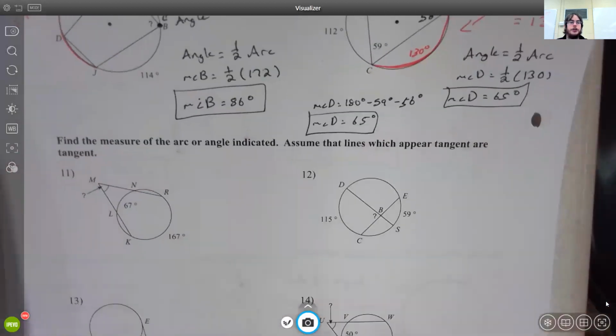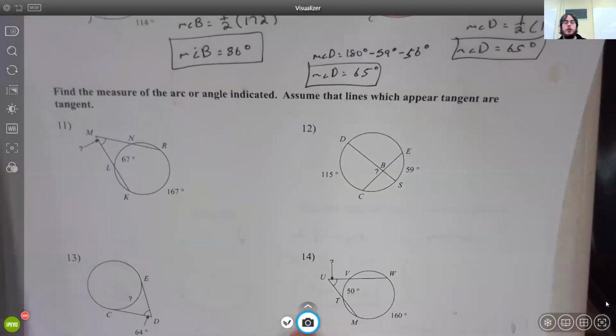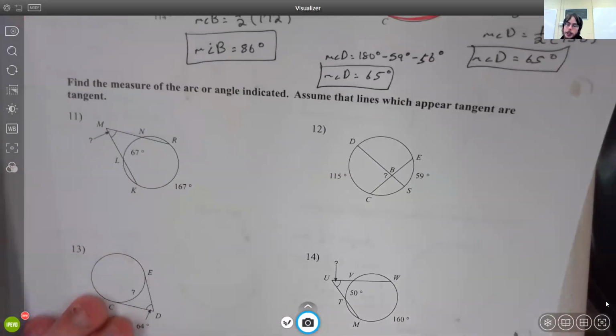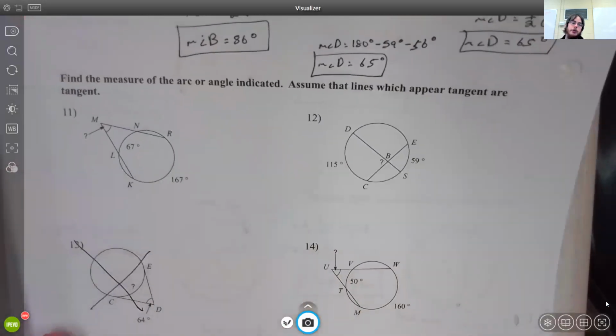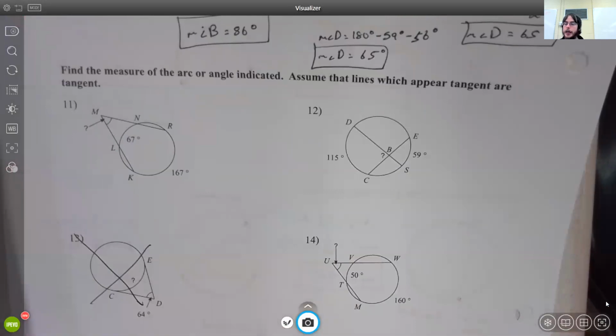All right, so now moving on to number 11. We're not going to do number 13. I never taught you how to do number 13, so we're going to avoid that one.